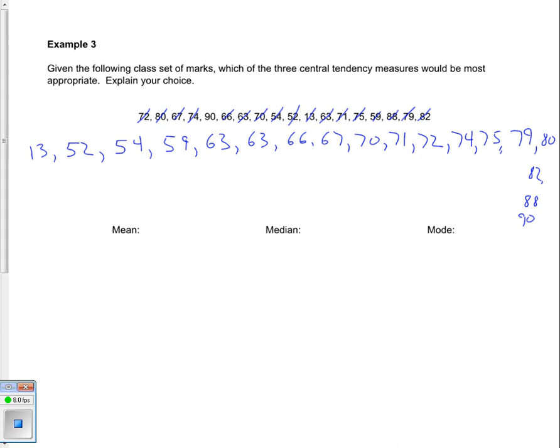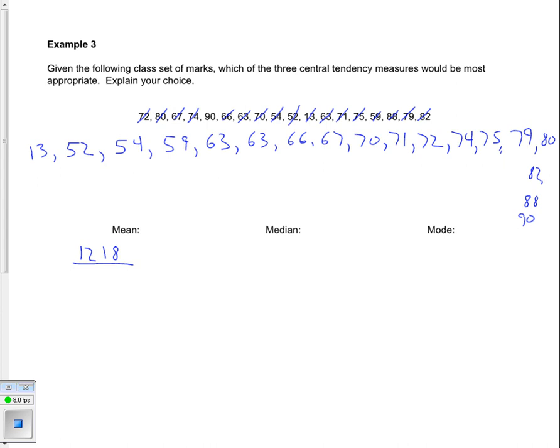So we've got to figure out, what's the mean? What's the average mark in the entire class? We know that the mean is the total of all of the individual marks divided by the total number of marks. So if I add up all of these numbers together, 13 plus 52 plus 54, etc., all the way to the end, I end up with 1,218. Now I've got to figure out how many marks there are in total. So 1, 2, 3, 4, 5, 6, 7, 8, 9, 10, 11, 12, 13, 14, 15, 16, 17, 18. So there are 18 marks in total, 18 people.